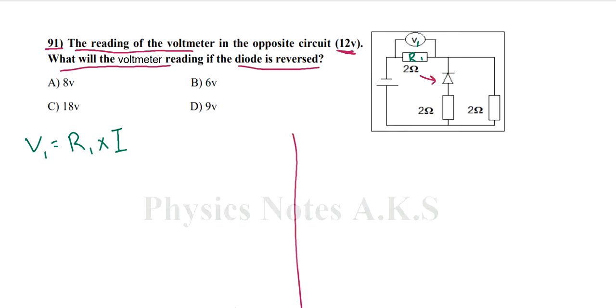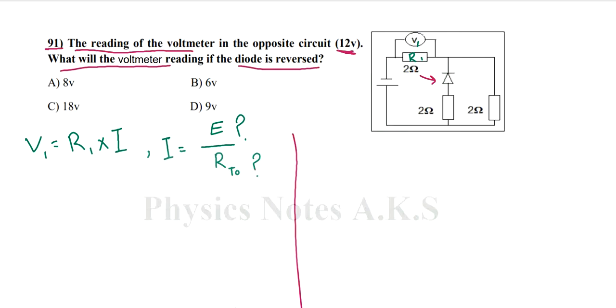The current, I don't have it. How to find the current in the circuit? The current in the circuit is equal to the electromotive force of the battery divided by the total resistance. Remember, the total resistance after reversing the diode. We're going to discuss this. The electromotive force, I don't have it, and the total resistance after reversing, I don't have it. So I'm going to find each one of them, E and R total.